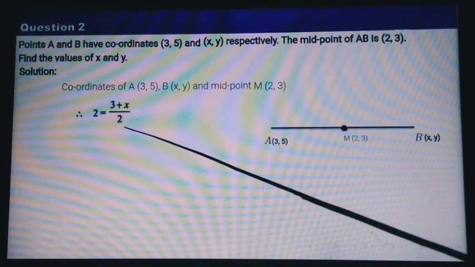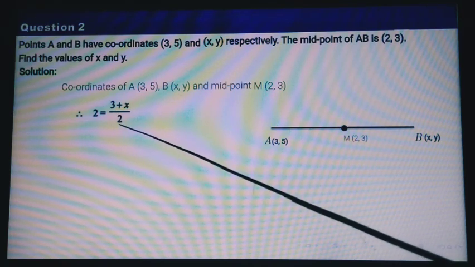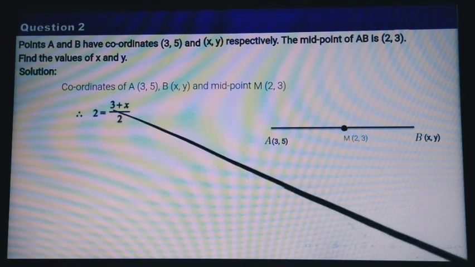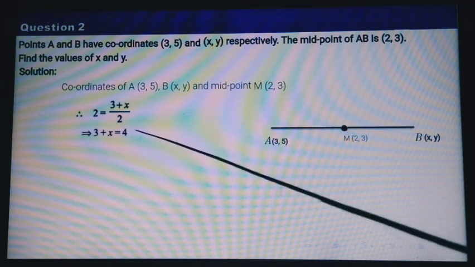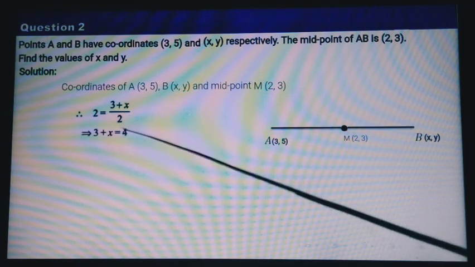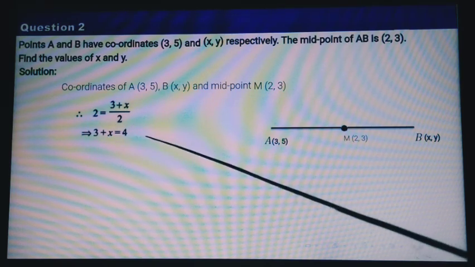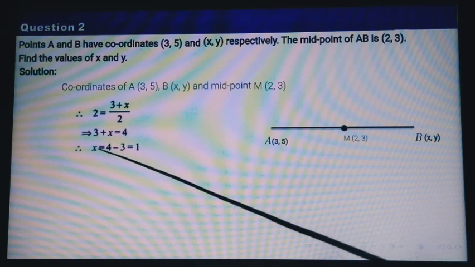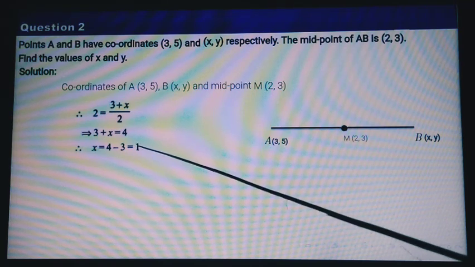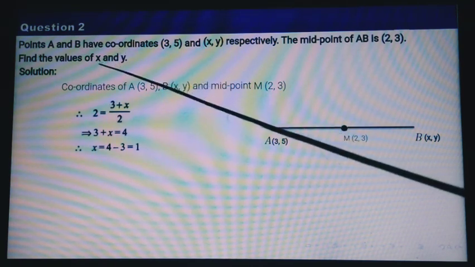Okay, so let's do the cross multiplication from here. So we have 2 into 2, 4 equals 3 plus x, or 3 plus x equals 4. So by cross multiplication I am getting this much. Let me transfer this 3 to the right hand side. So I'll get x equals 4 minus 3, that is equal to 1. So we found the value of x.